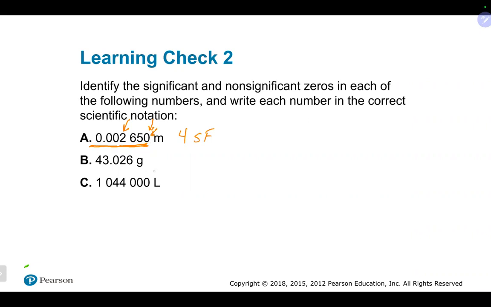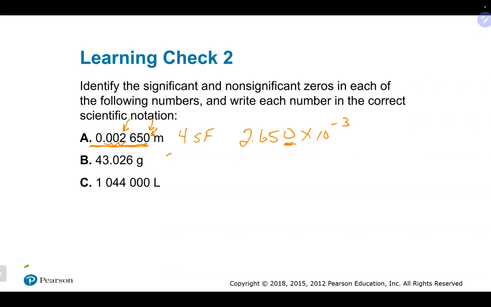To turn this into scientific notation, that would give me 2.650, as we go 1, 2, 3 places to the right, times 10 to the minus 3. Once again, we do want to keep the 0 there as we go to scientific notation to keep the 4 significant figures alive. Any questions on that one there? Looking at this one, this number here for B would have how many total significant figures?